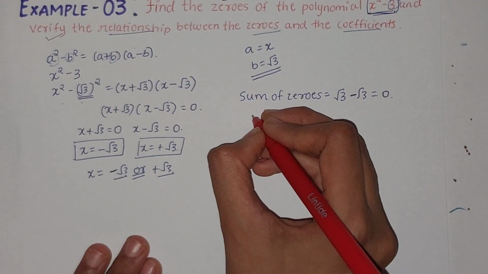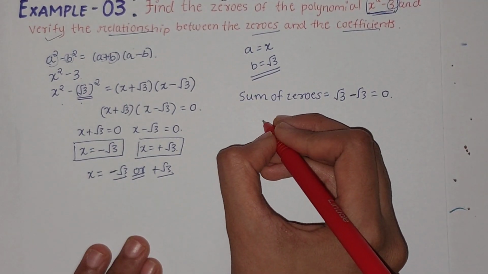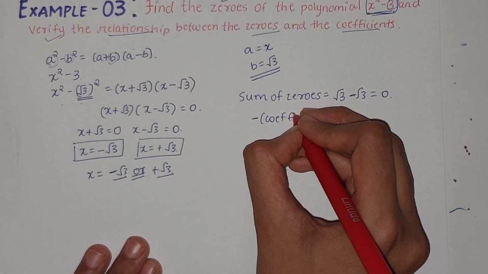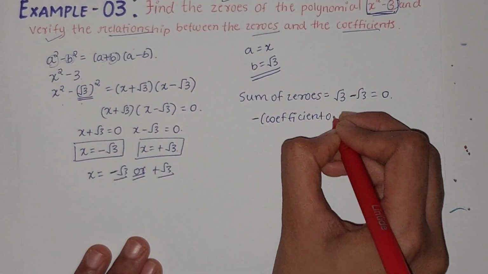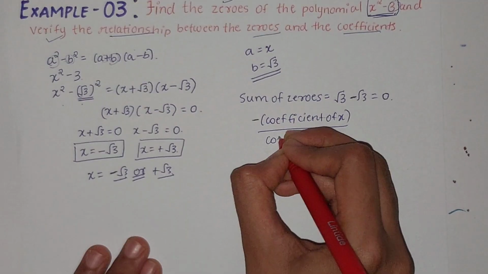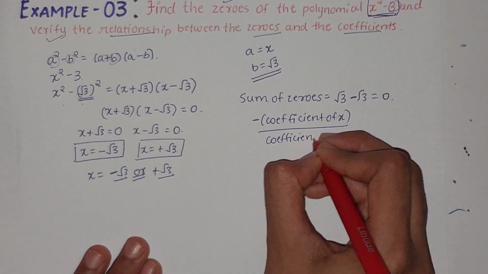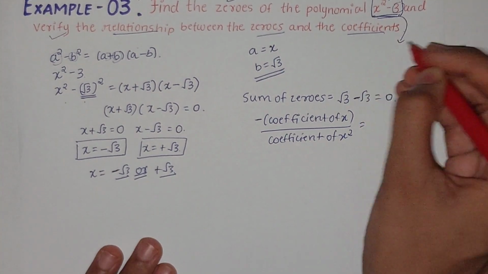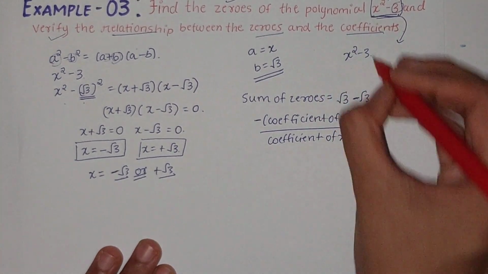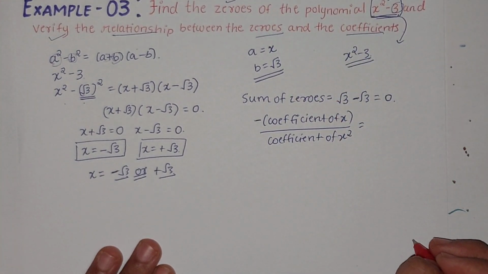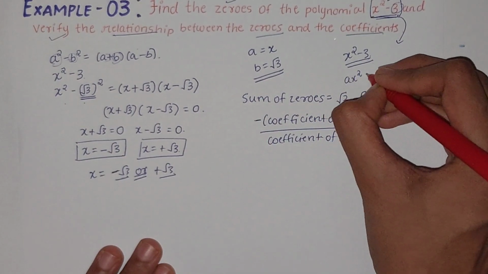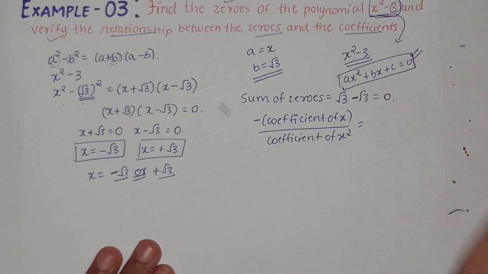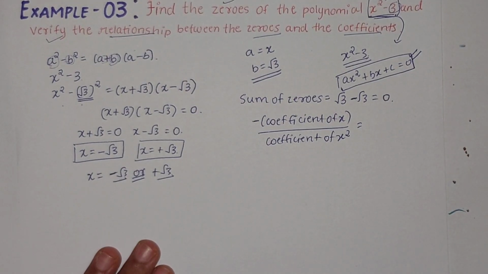So next, we have one more relationship, that is negative of coefficient of x divided by coefficient of x square. Now I am writing this here: x square minus 3. What is the general form of a quadratic? a x square plus b x plus c is equal to 0. This is your general form of quadratic. I have already told you in my previous videos.